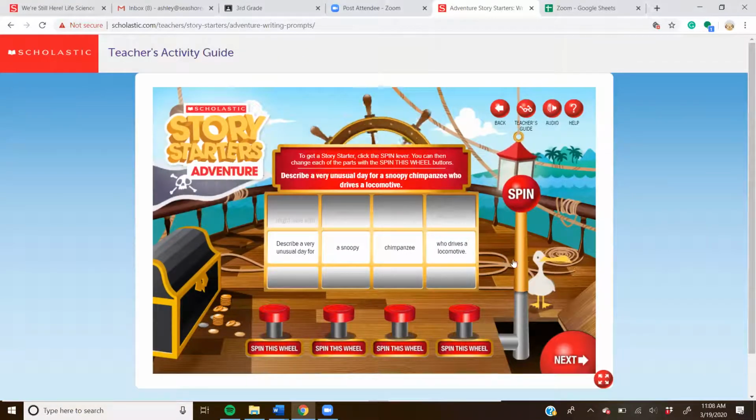Do you see our little story starter adventure wheel? Yes. Okay, so you're going to write a little miniature story that describes a very unusual day for a snoopy, which also means nosy, chimpanzee who drives a locomotive. And a locomotive is a fancy word for a train. So go ahead and write a couple sentences and we're going to share them with each other.